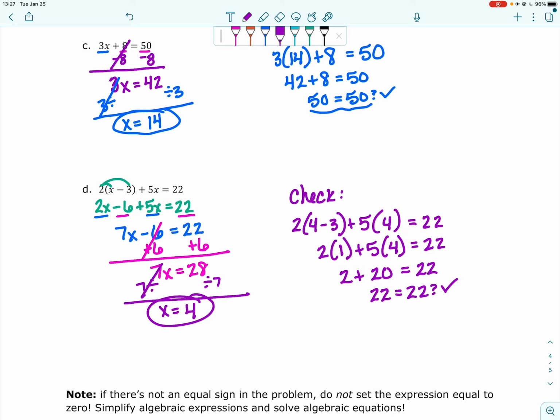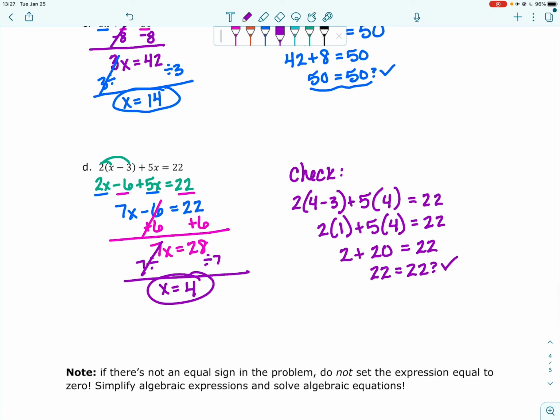So last thing in this section, if you don't have an equal sign in the problem, do not put an equal sign in there and make it equal to 0. Simplify the expression as much as you can, but don't try to solve it. If you have an equal sign, you can solve it. But don't solve something that doesn't have an equal sign in it. Don't put an equal sign in there if there isn't one. And that's it.